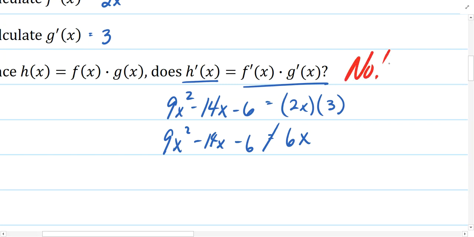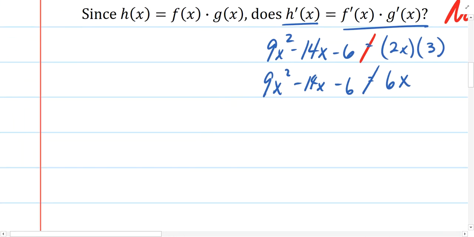They do not match. So don't fall into that trap. When we're dealing with large combinations of functions, specifically ones that are combined with multiplication, we cannot simply find the derivative of each of the components and multiply the derivatives together. It will not produce the true and accurate derivative of the combined function.